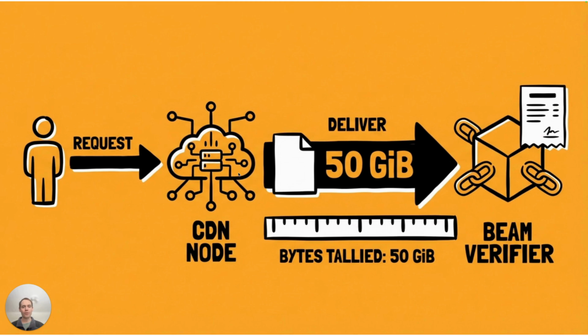No complicated formulas, no hidden multipliers, no gotchas buried in the fine print. Let's assume that there's 50 GB of data stored in Filecoin Beam in the cache. If your user downloads 50 GB of this data for the month, the total egress is 50 GB. Clean and straightforward.